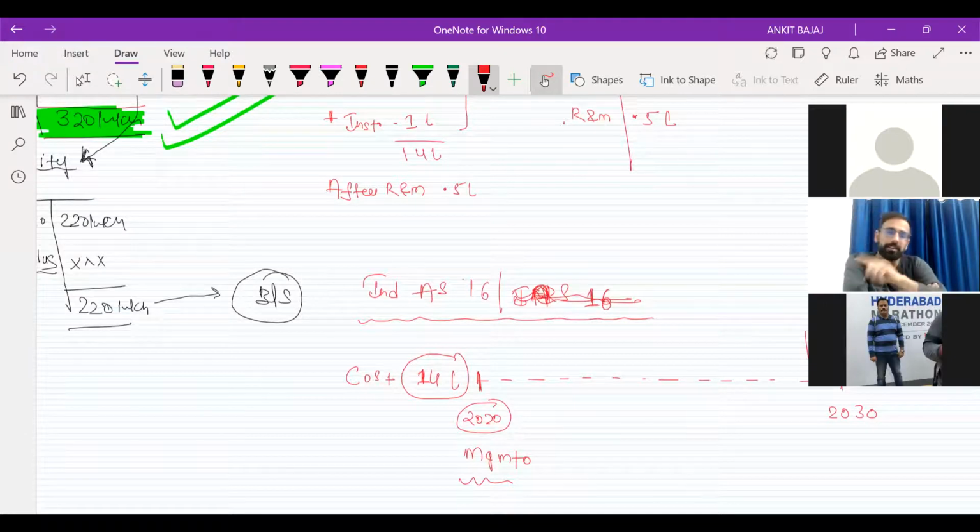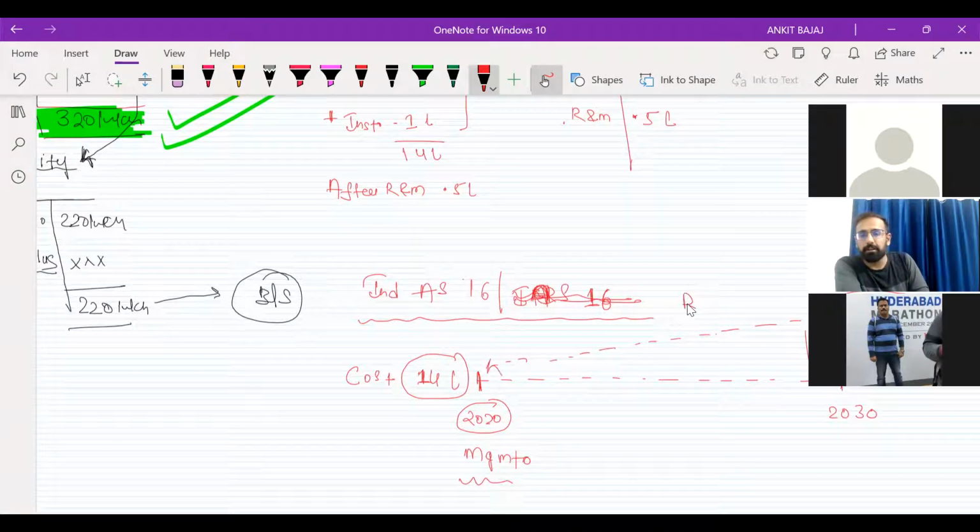In year 2020, they have to forecast what amount they will be paying for uninstallation of this particular machinery after 10 years, right? So they will be forecasting this particular decommissioning charge. And after that, you have to calculate the present value. You have to use the discounting factor and calculate the present value.